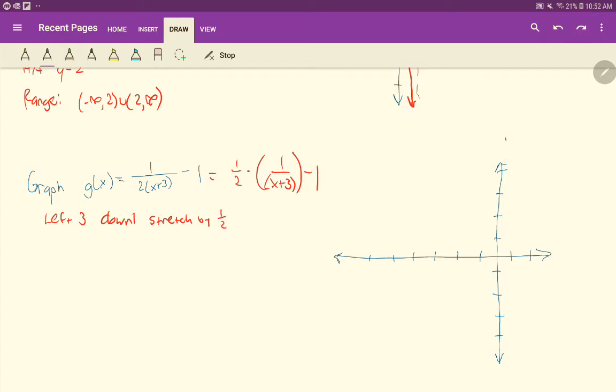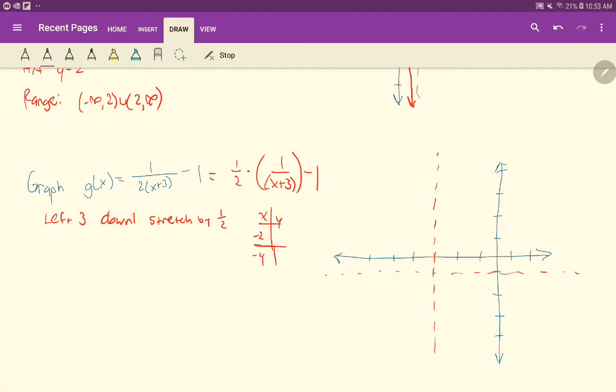Okay, so normally our vertical asymptote would be right here, but it's getting shifted left 3, so the vertical asymptote is going to be right here. Likewise, we're also going to shift down 1. Our horizontal asymptote would be right here, but it has to shift down 1, so now it's going to be right here. And then you can just pick an x value, one x value to the right, one x value to the left there. So it's going to be -2 and -4. And just plug those into the function.